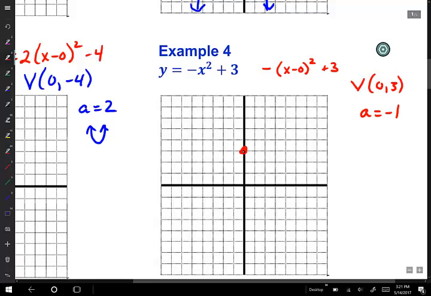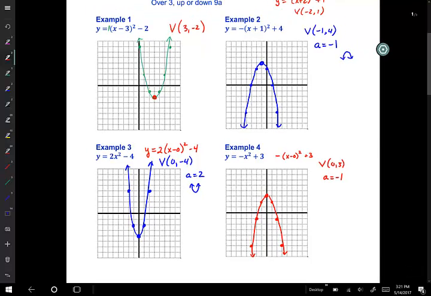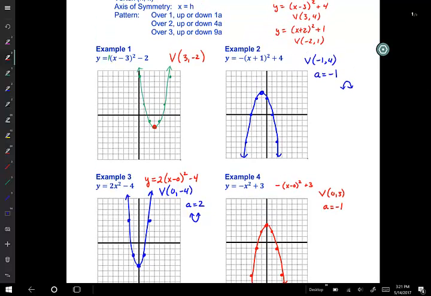Our a value is negative 1, so over 1, down 1, over 1, down 1, over 2, down 4, whoops, excuse me, and then over 3, down 9, 3, 6, 9, and then reflect over to this side. And there we go. Very quick in terms of vertex form. Once you have it in vertex form, the graph really shouldn't take you much longer than it takes to count the points and do your pattern of 1, 1, 2, 4, 3, 9.